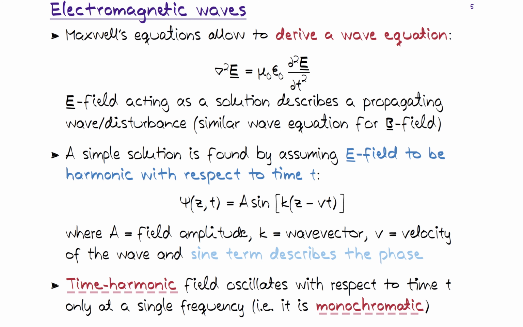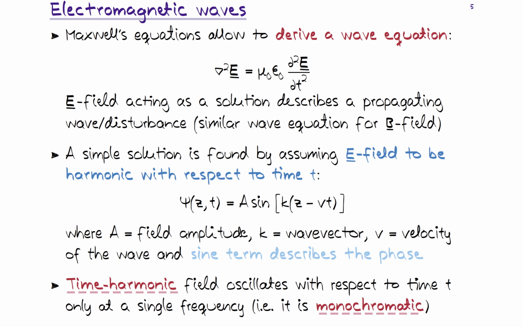So in other words, time harmonic field means that our field is also monochromatic. Essentially, as the meaning of this term says, it consists of only a single color, monochromatic. So that's a good piece of information for you to memorize. What is the meaning of a time harmonic field, and vice versa, what is the meaning of a monochromatic field?